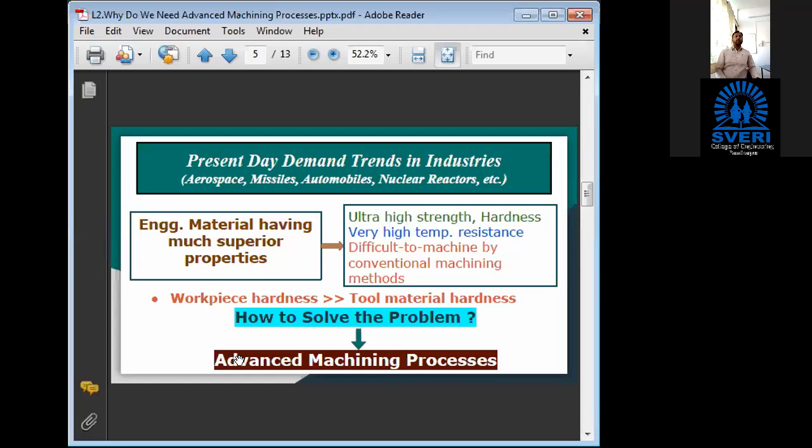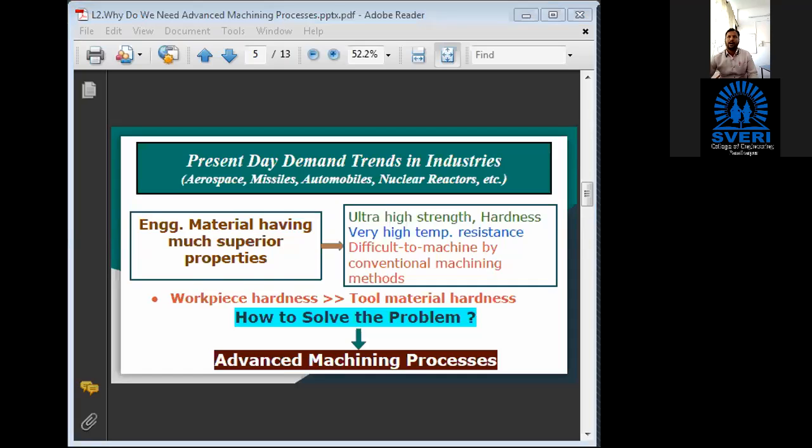you will be able to understand the knowledge about the different engineering superior materials, I will say, which are used in the different automobile, aerospace, and missile industries. And to cut or to machine such materials, you should know the different processes, and those processes you are going to learn in this subject. So this is the second reason why we need the advanced machining process.